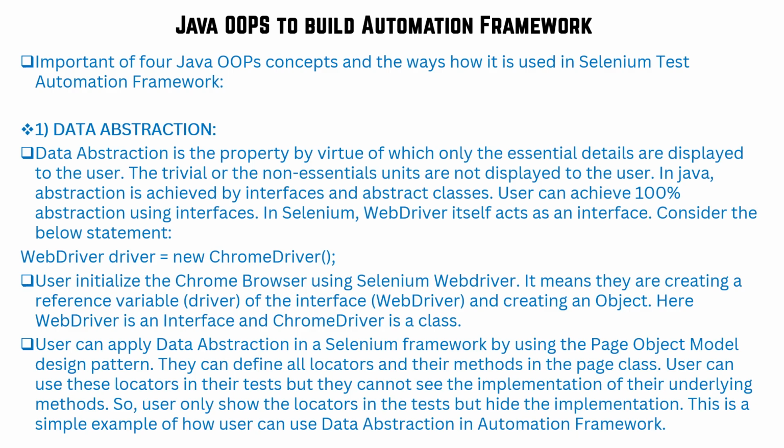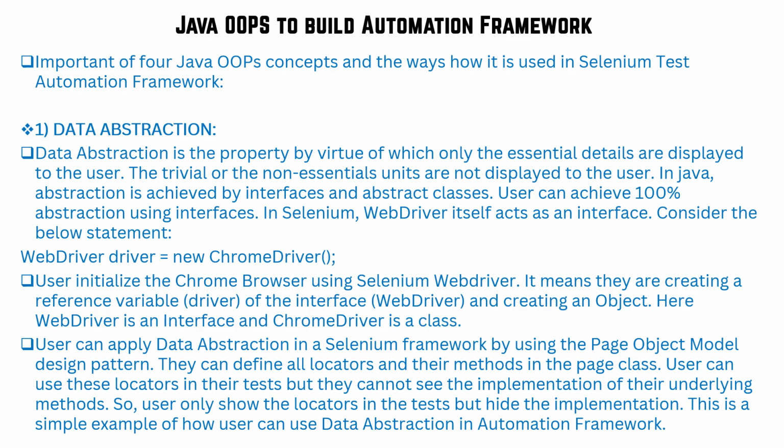You can apply data abstraction in a Selenium framework by using the page object model design pattern as well. They can define all locators and their methods in the page class. The user can use these locators in their test, but they cannot see the implementation of the underlying methods. So the user only sees the locator in the test but the implementation is hidden. This is a simple example of how data abstraction is used in a Selenium automation framework. So abstraction is data hiding, and this is the important thing.